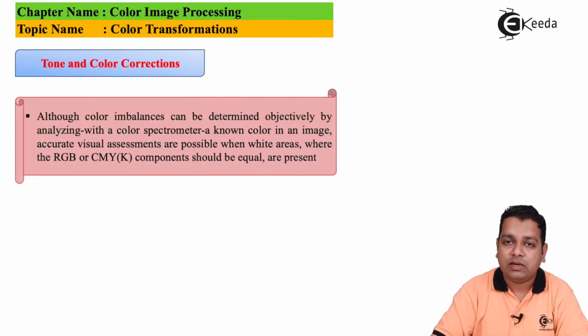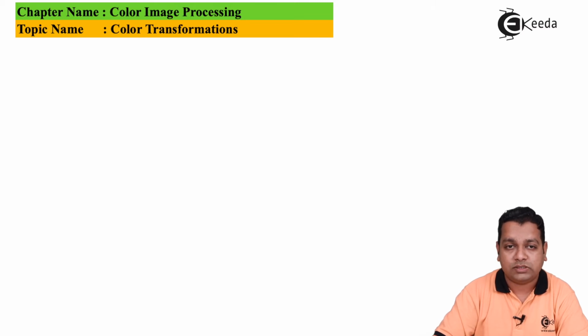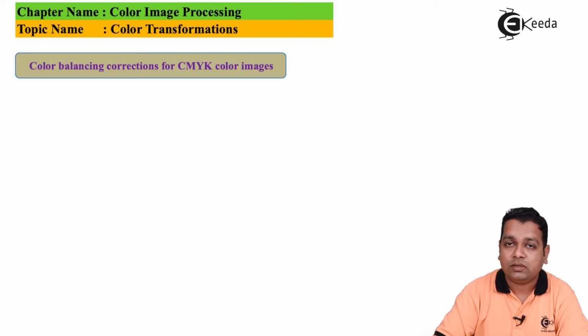Although color imbalances can be determined objectively by analyzing a known color in an image with a color spectrometer, accurate visual assessments are possible when white areas are present, where the RGB components, or another model, that is CMY or CMYK components, should be equal. So color balancing corrections for CMYK color images we can show.